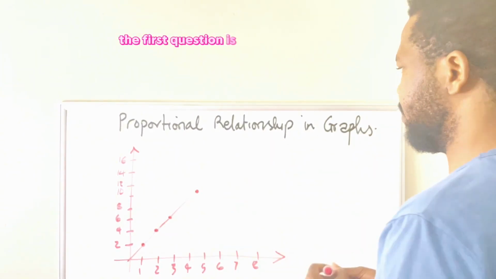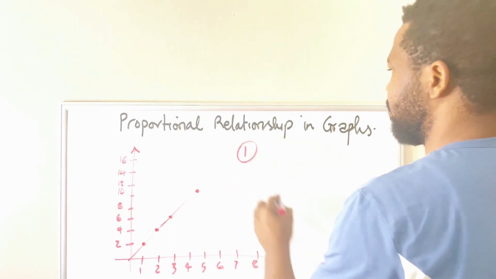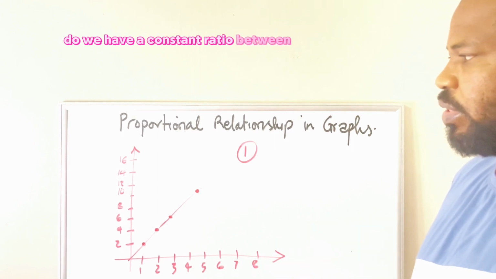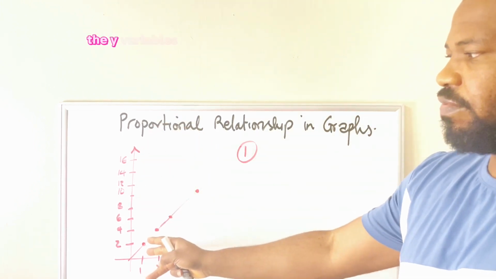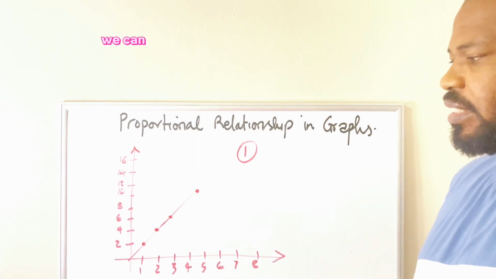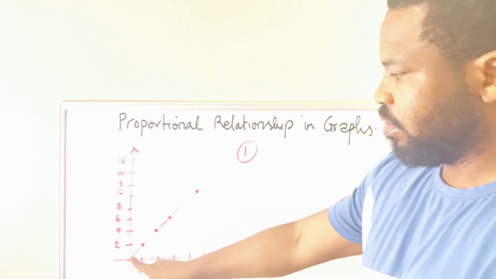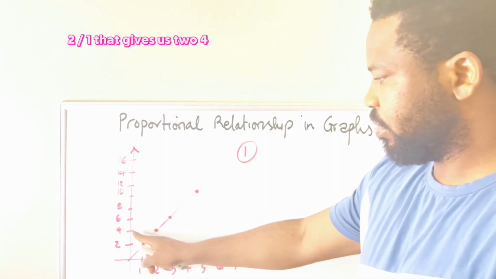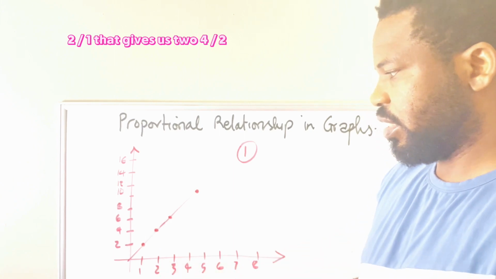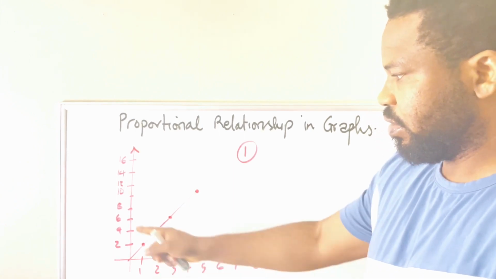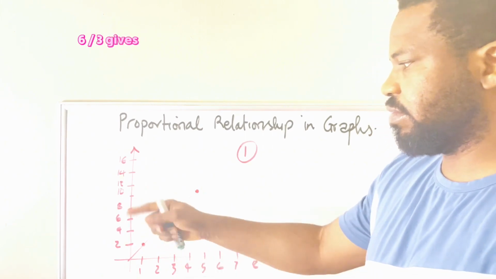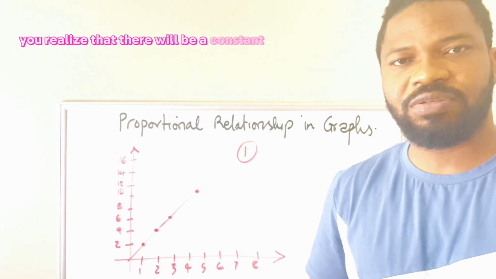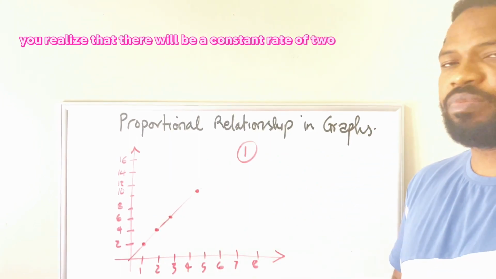The first question is, do we have a constant ratio between the y variables and the x variable? We can test that. Let's see. 2 divided by 1, that gives us 2. 4 divided by 2, it gives us 2. 6 divided by 3, it gives us 2. And if this goes on, you realize that there will be a constant rate of 2.